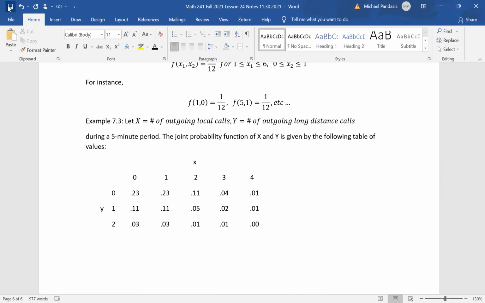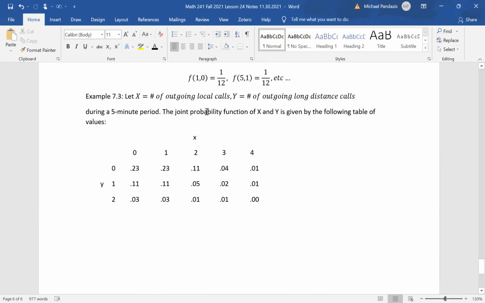Okay, so that's our table. This column is all the different x values. These are y values. So each number is telling you, for instance, this number corresponds to x equals 2 and y equals 0. So this is giving you values of f of x comma y.